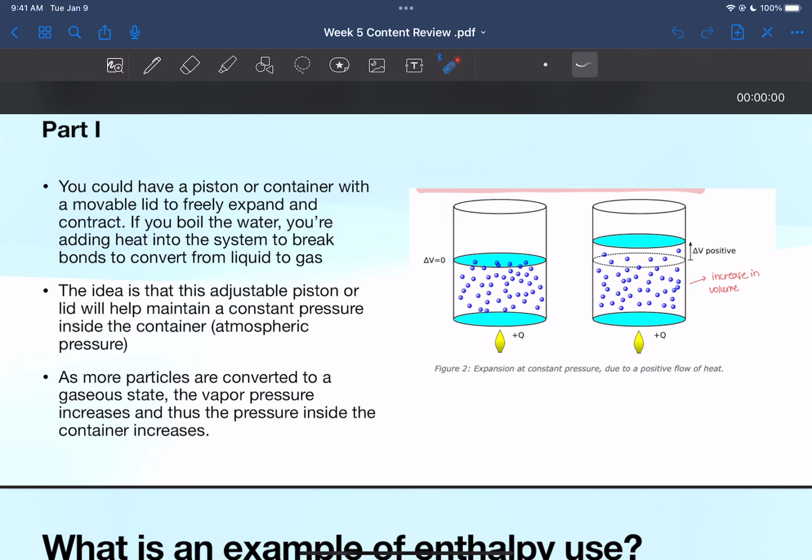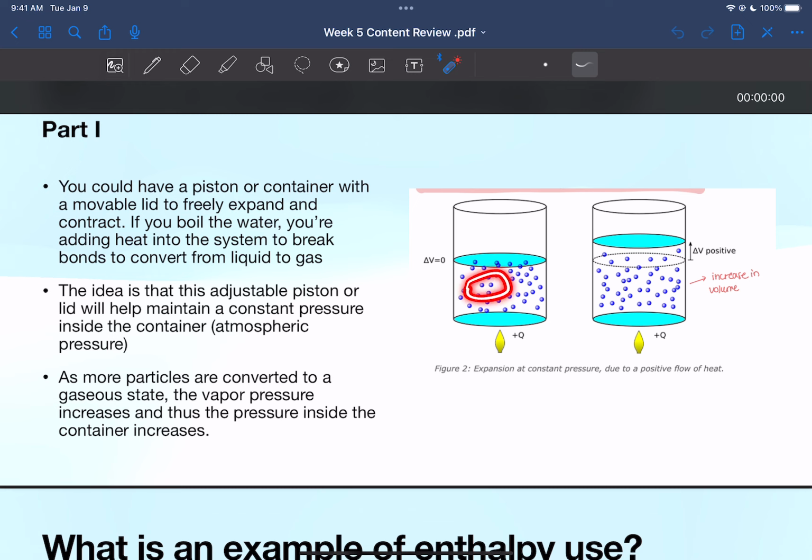But the more you boil that water, the more particles are converted to a gaseous state. Therefore, the vapor pressure inside the container will tend to increase. And so the pressure inside the container increases overall, right?